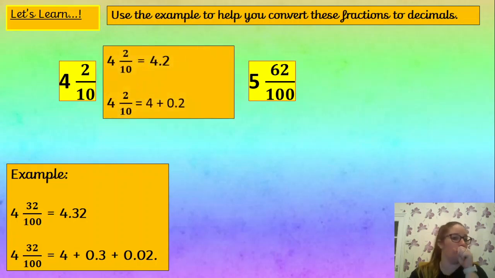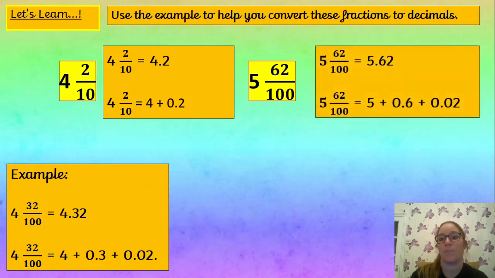Okay, so 4 and 2 tenths is the same as 4.2, and it's 4 plus 0.2. Okay, because it's just got tenths. We haven't got hundredths. Okay, then we've got 5 and 62 hundredths is the same as 5.62, which is 5 plus 6 tenths and 2 hundredths.